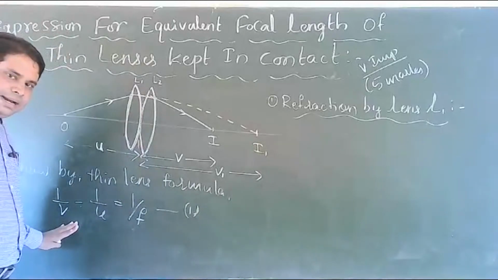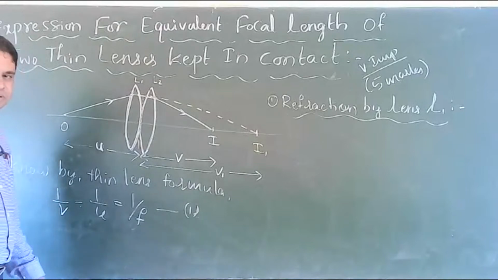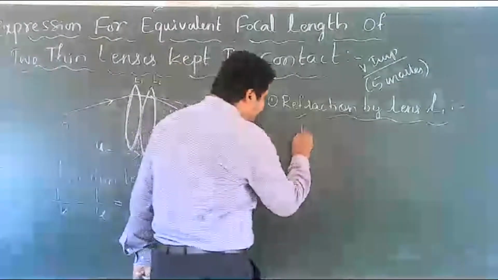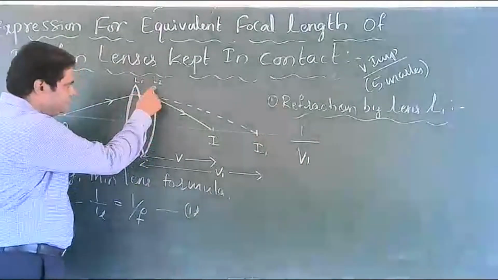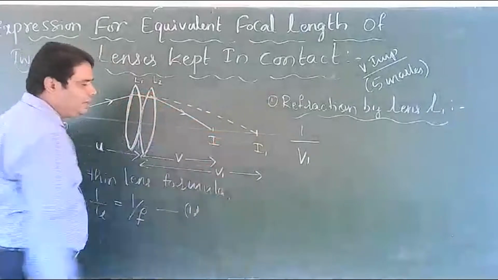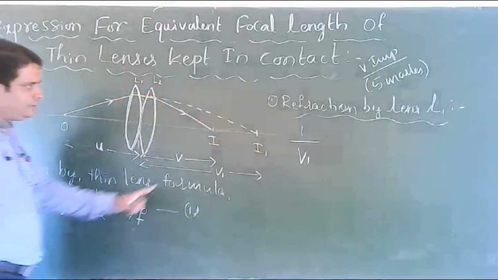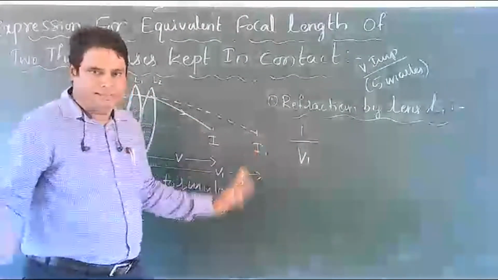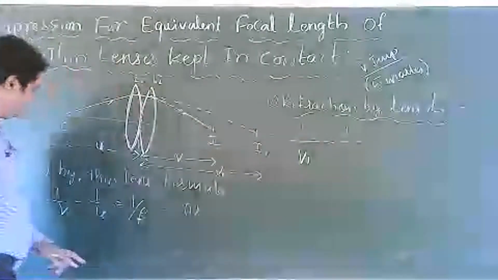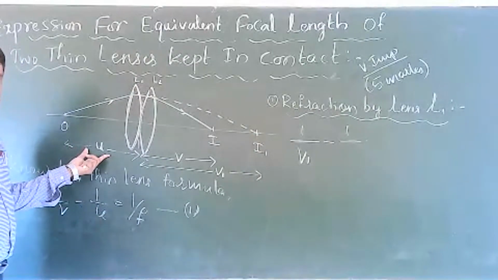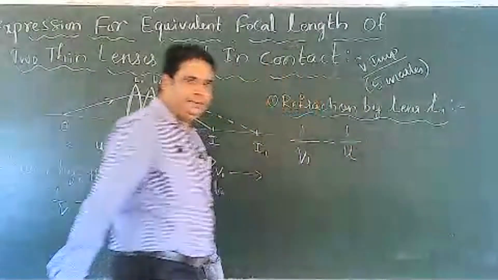So now we can write, where V is the image distance, here I can write 1 divided by V1. See here, in the absence of lens L2, the image is formed at I1, which is at a distance V1. Hence, the formula will be 1 divided by V1 minus 1 divided by the object distance U. Of course, we have taken the object distance as U. Let me write 1 by U.